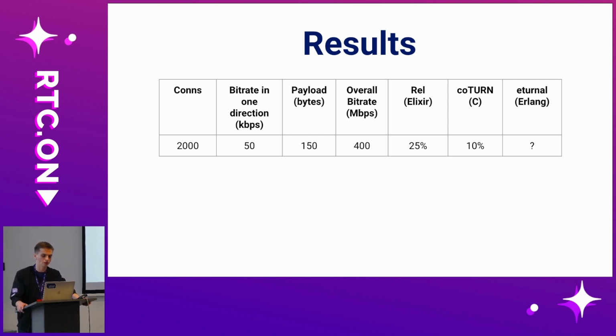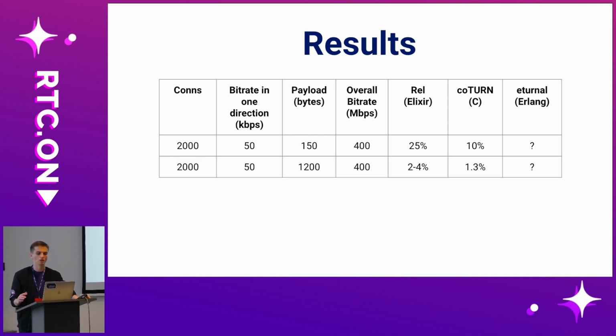But we also asked a question: what happens if we keep the bitrate but increase datagram payload size? So the second scenario is almost identical, but datagram payload size is 1200. And the results are much different. The difference is massive. Rel takes mostly between 2 and 4% of CPU usage, coTURN a little bit over 1%, and the Erlang TURN server is out of the category. As you can see, if we keep the bitrate but we decrease the number of datagrams that are sent through the network, we of course save a lot of resources.